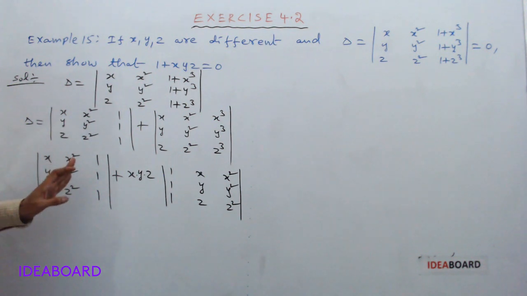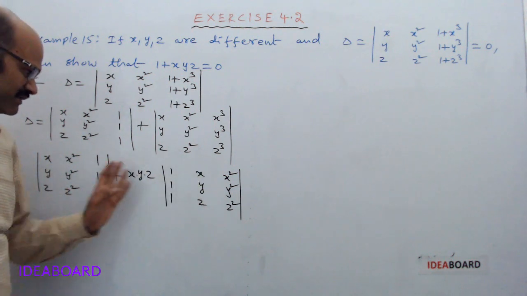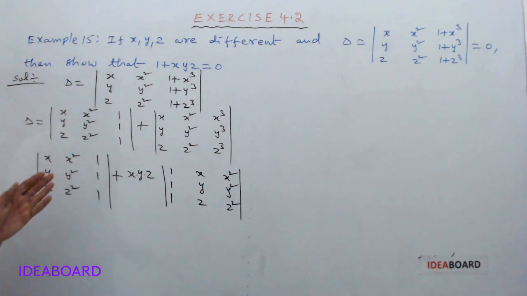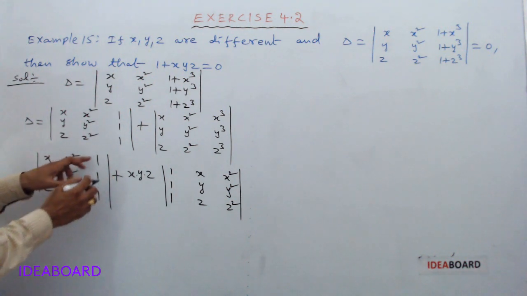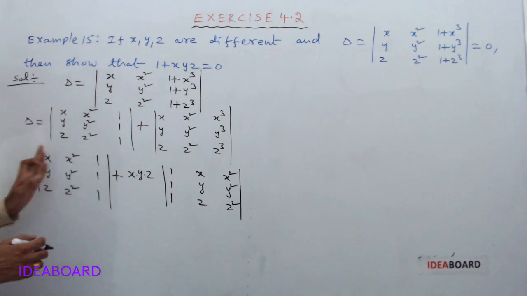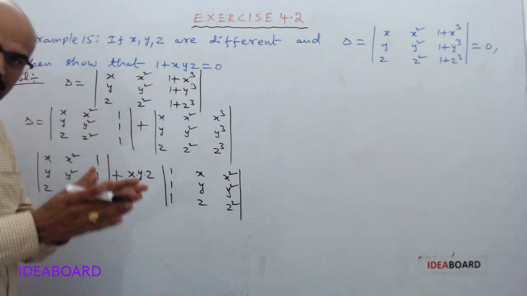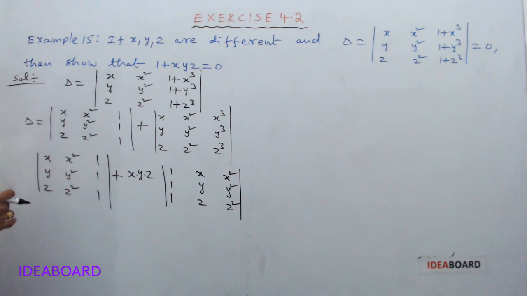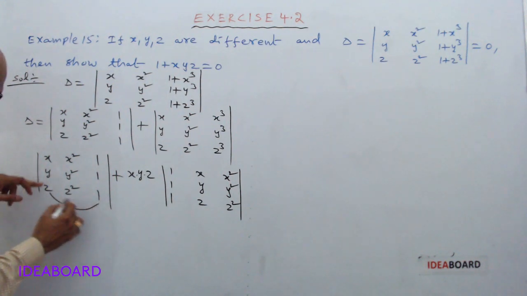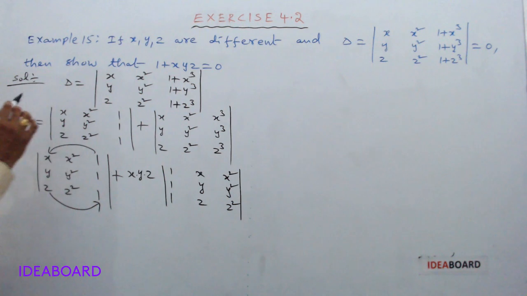Whatever the terms we have inside a determinant, they are the same, but only they are interchanged. So let us write this 1, 1, 1 in column 1. We know that when you change any two rows or any two columns of a determinant, the value changes by its sign. So now you write x, y, z from C1 to C3 and 1, 1, 1 from C3 to C1.